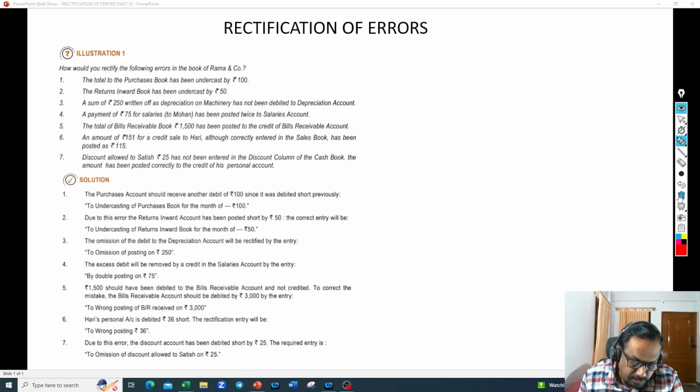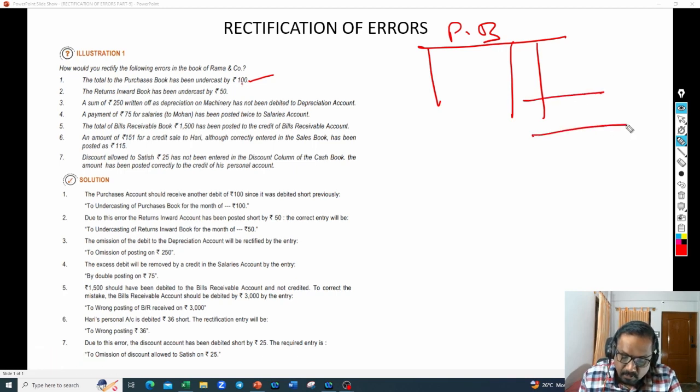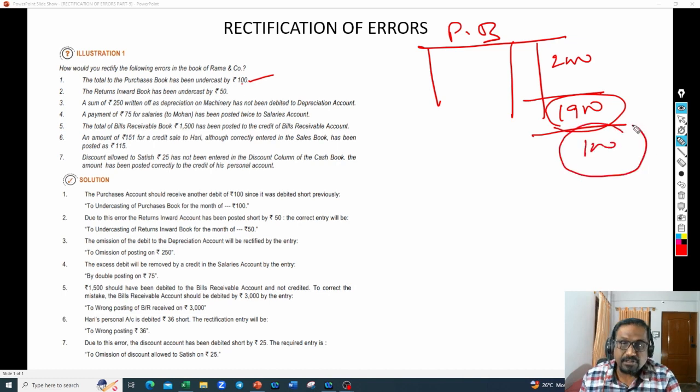Right. First one, what he is saying, the total of the purchase book has been undercasted by 100 rupees. Let us say PB is purchase book. That means the total may be 2000, but I totaled it as 1900. Actually, it should be 2000, but I totaled this as 1900. That means 100 rupees undercasting in purchase book.